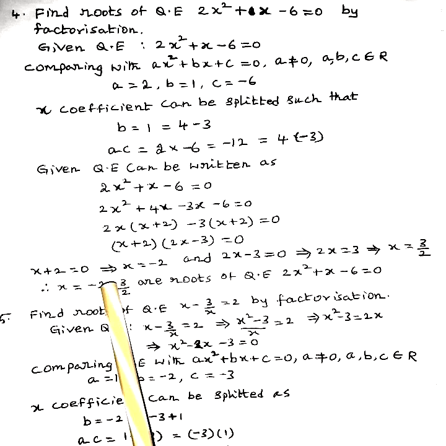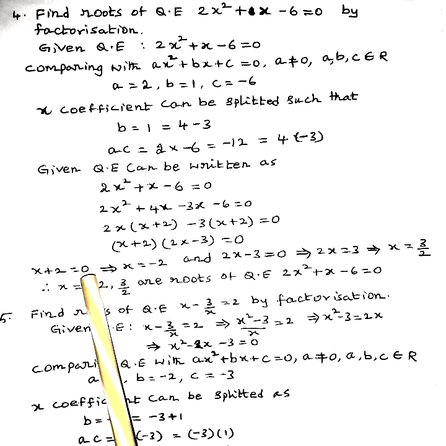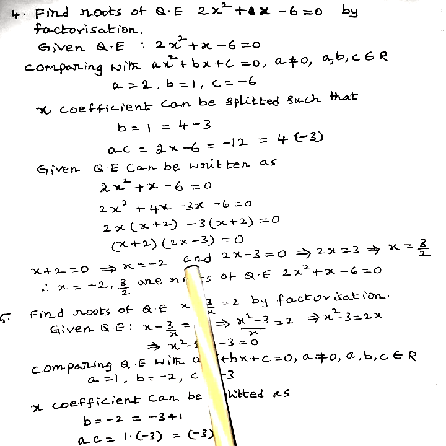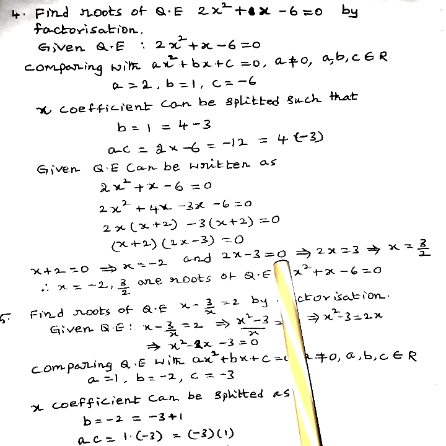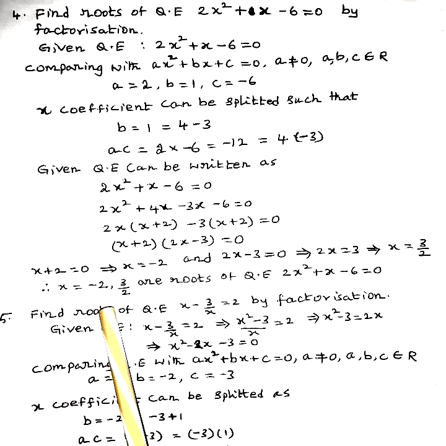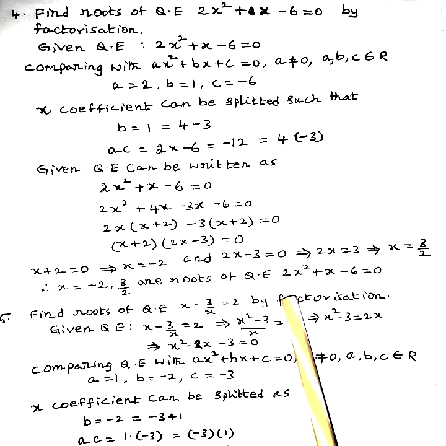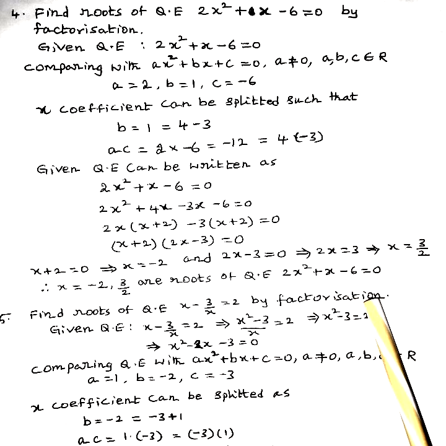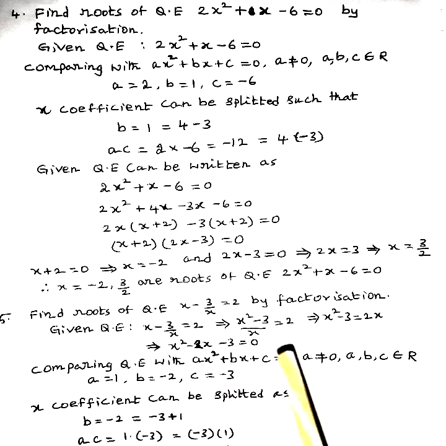Considering x plus 2 equal to 0, we get x equal to minus 2. Considering 2x minus 3 equal to 0, we get x equal to 3 by 2. Therefore, x equal to minus 2 and 3 by 2 are the roots of the quadratic equation 2x square plus x minus 6 equal to 0. The verification part of the roots is given as an exercise to the students.